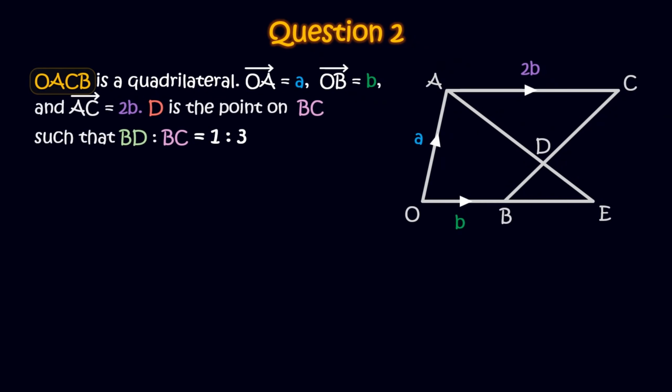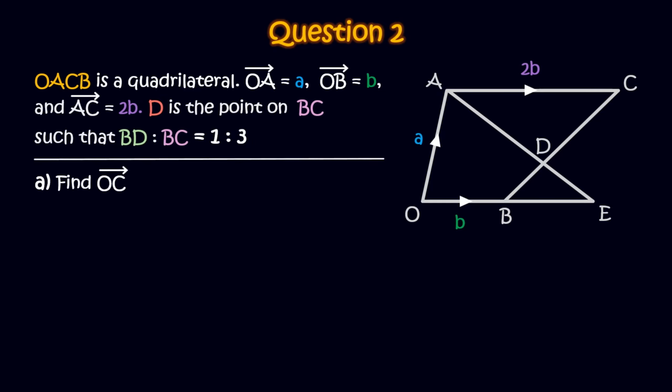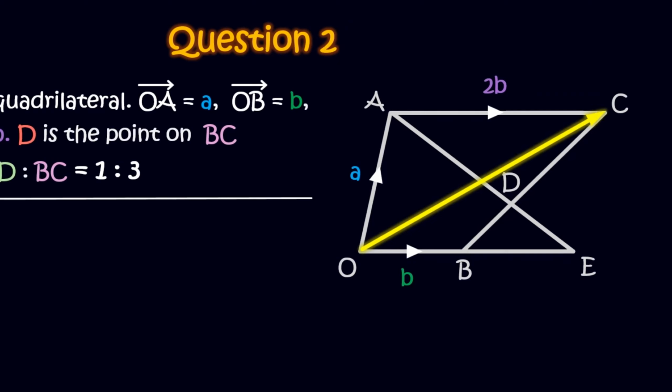Next question, OACB is a quadrilateral. OA equals A, OB equals B, and AC equals 2B. D is the point on BC such that BD ratio BC equals 1 ratio 3. Part A asks us to find vector OC, highlighted in yellow.